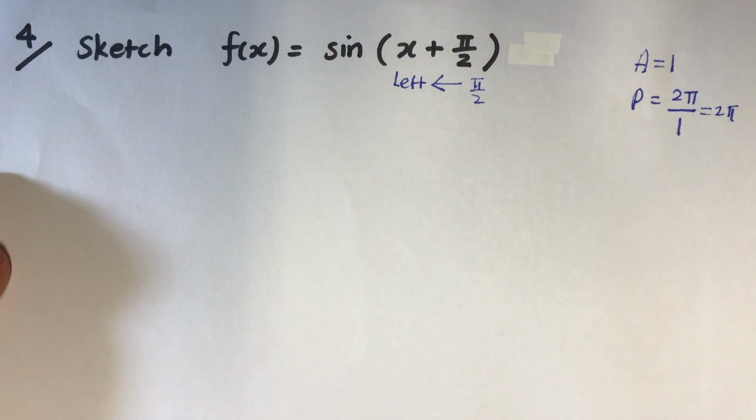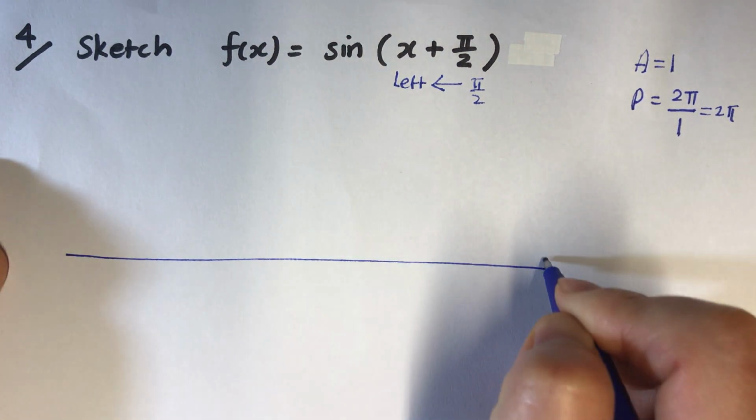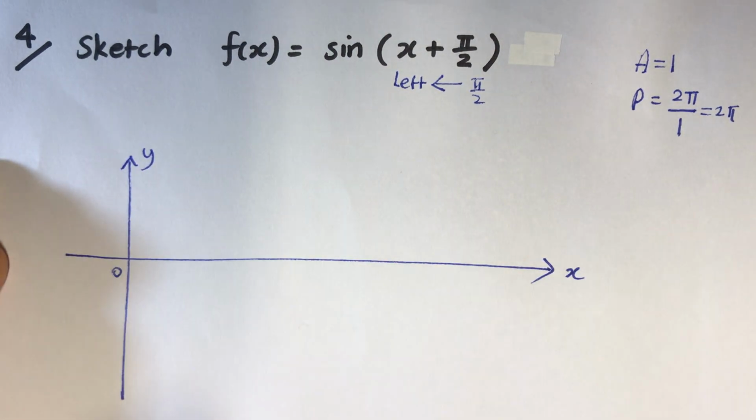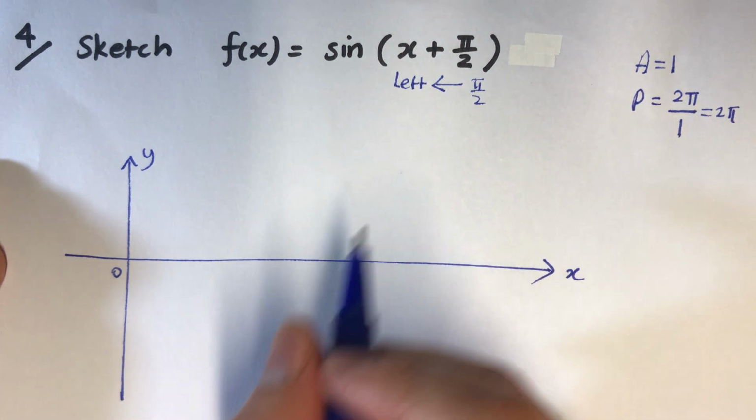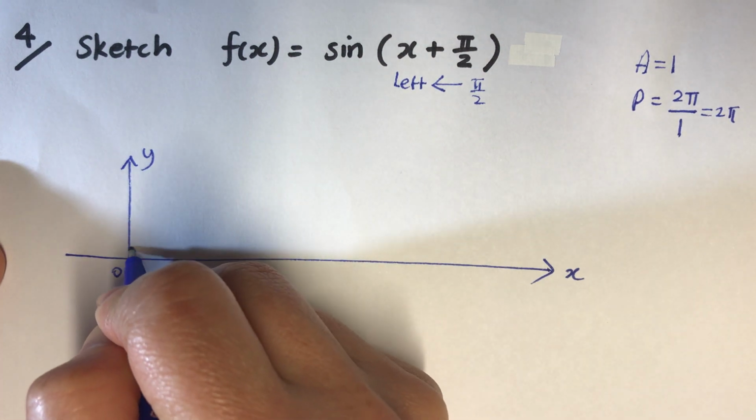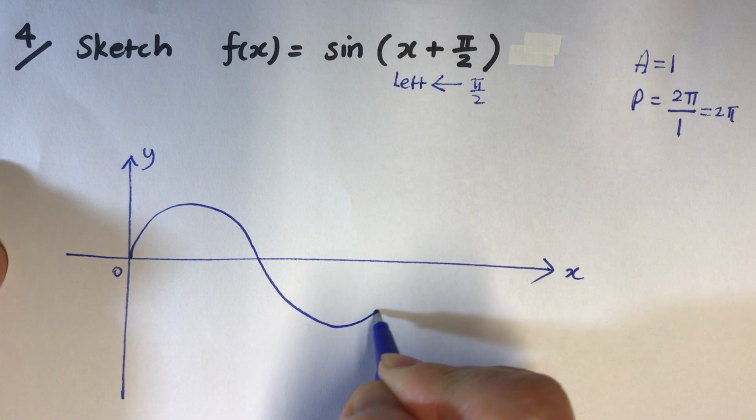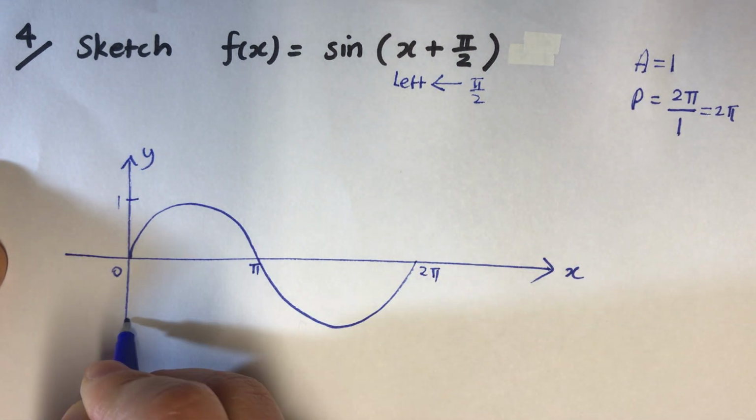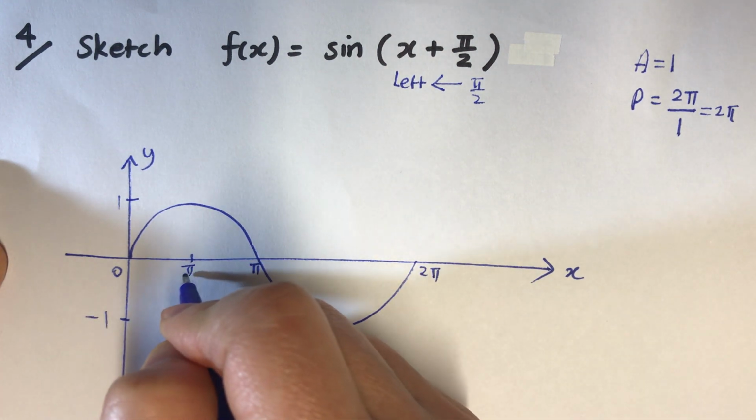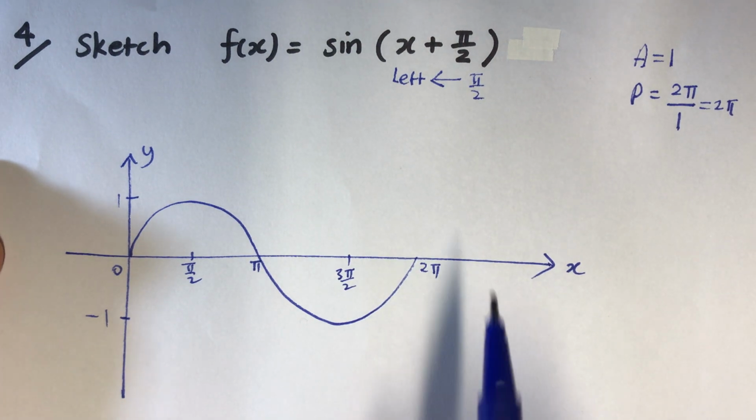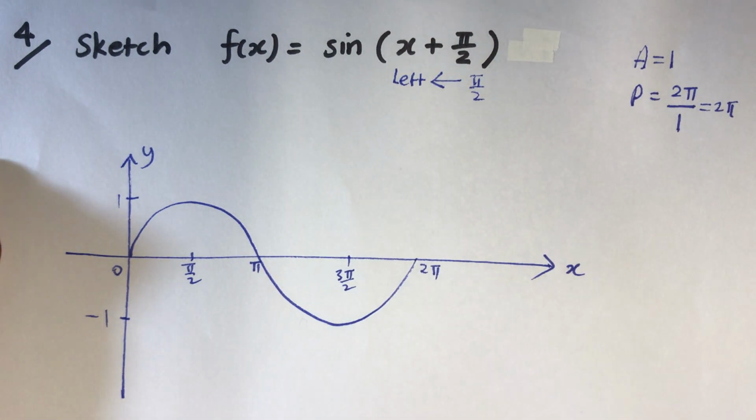So roughly what I'm going to do, again my sketch is pretty rough, so I'm going to just sketch the normal sine x and then I'm going to shift it. So I'm going to just go like that. Just going to do this: pi, 2 pi, that's 1, minus 1, pi over 2, 3 pi over 2. Okay, so that's just my normal f(x) equals sine x.